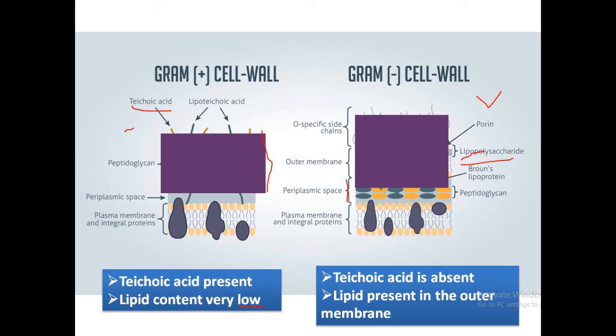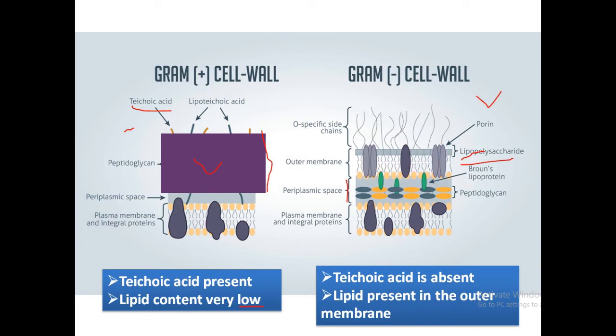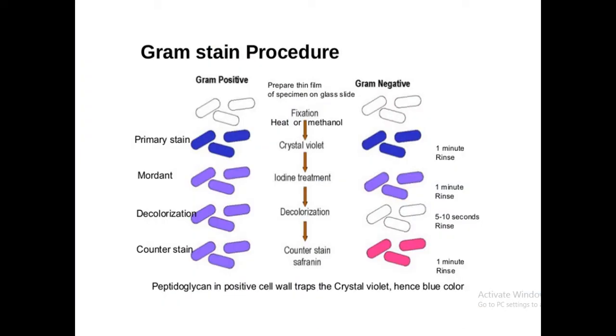Then we apply a decolorizing agent like alcohol. After application of alcohol, the gram positive cell wall retains the violet color, but in case of gram negative cell wall, the lipid content gets dissolved out in alcohol and so the color goes also. So in order to visualize the gram negative cell wall in a microscope, we have to stain it with a counter stain like safranin. The procedure is in a flowchart.